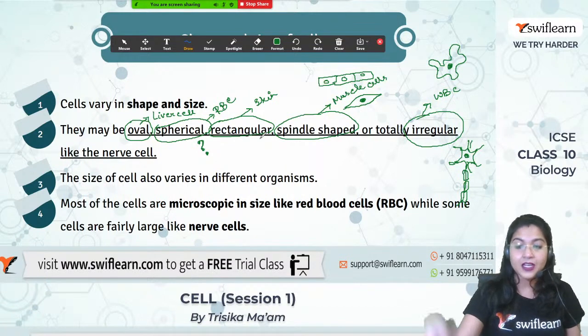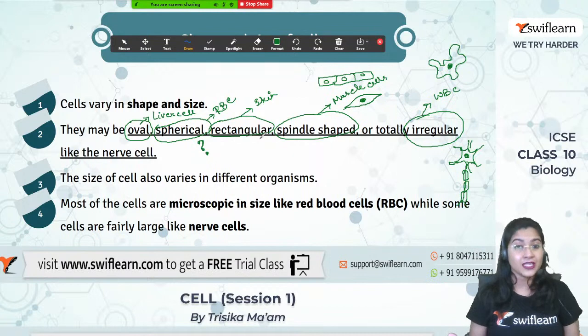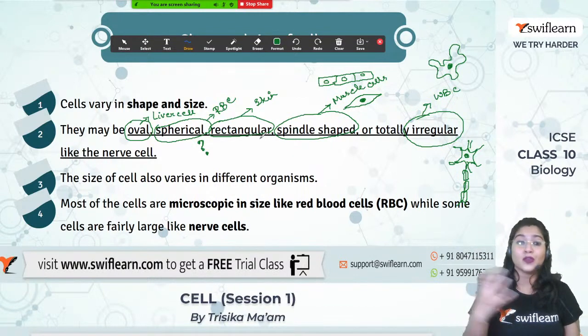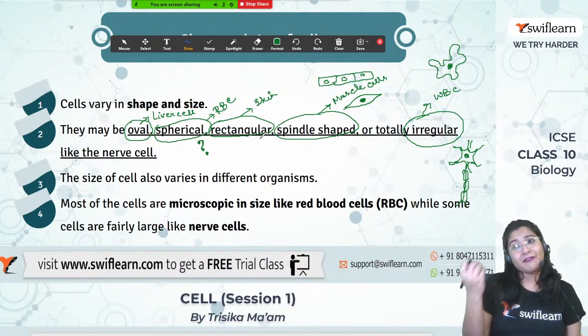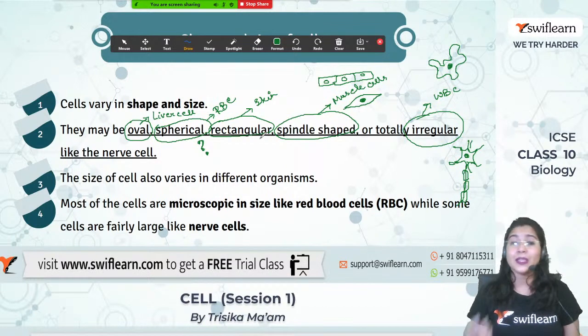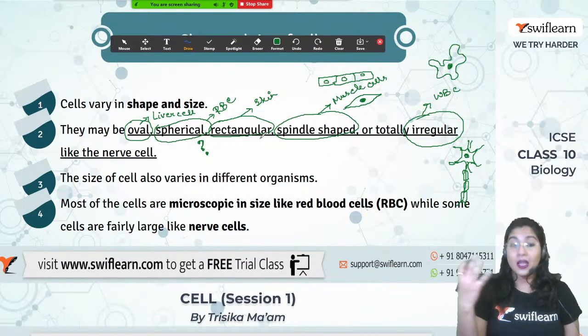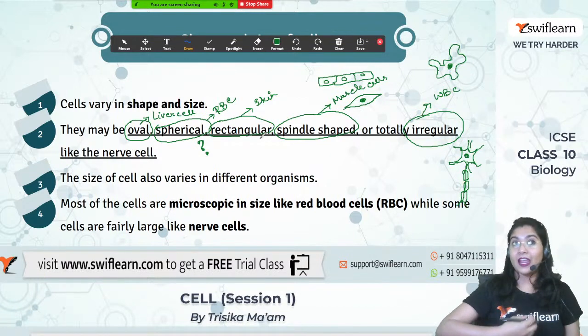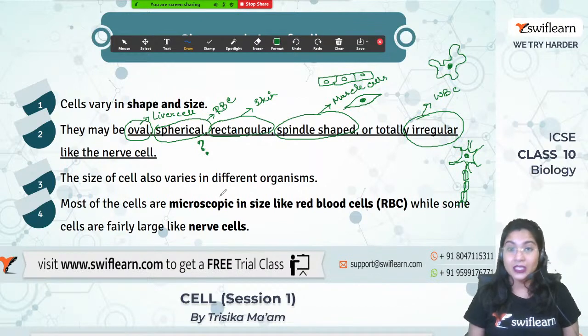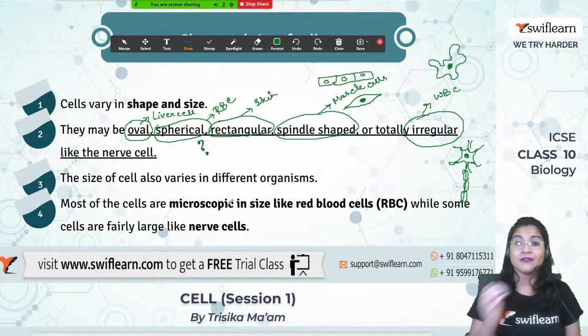Now let us find out what are the sizes of the cell. Definitely the size of the cell also varies, starting from the very small cell which is found in the bacteria, and also the tiny cells which are present in our body, which are the RBCs, going to the very long cells which are the nerve cells. So the size of the cells also varies in different organisms.